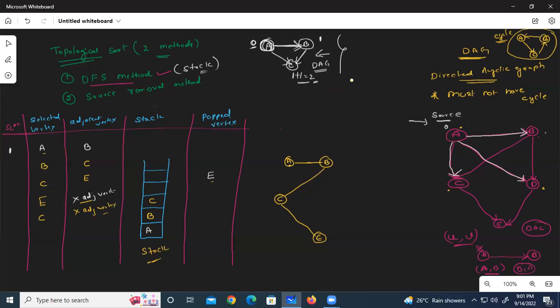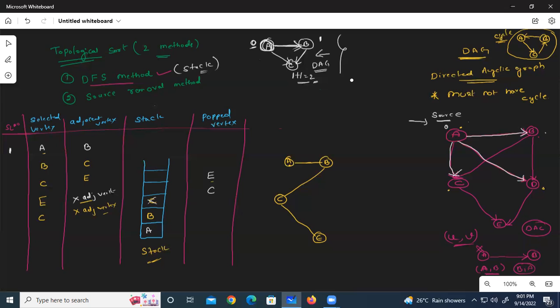Adjacent vertex. What do you have to do now? Again, pop it out. So pop this vertex. C is going to pop. So where will it come? It will come here. I came to C, but there is no adjacent.